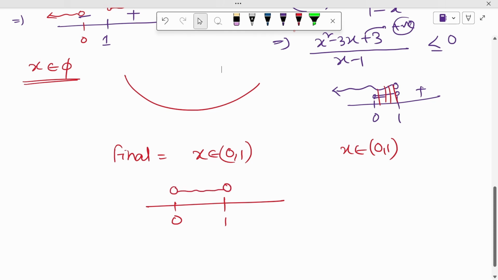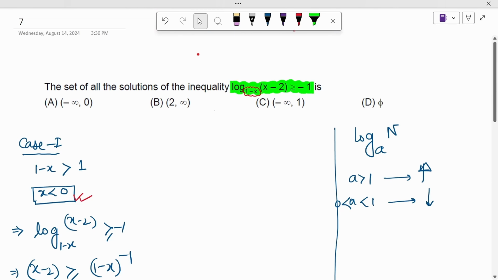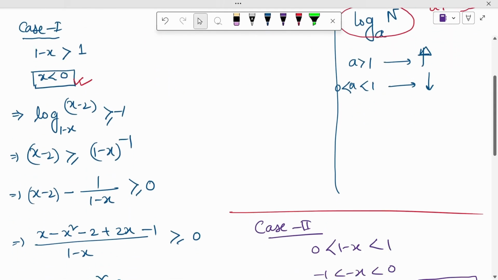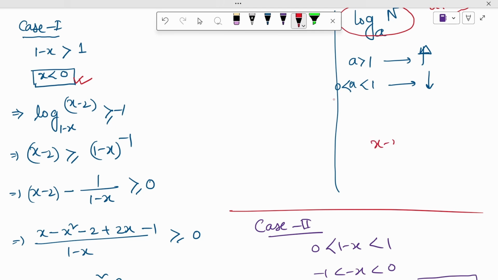But there is another condition we need to take, that is the domain of the log function. Whenever there is a log function, we need to define the log. And how do we define a log? If there is a log function, the number should always be positive, the base a should always be positive, and a should not be 1. Now we have already considered this about the base, right? Now we need to check the number, and here the number is x minus 2. So x minus 2 should be positive. That means x should be greater than 2.